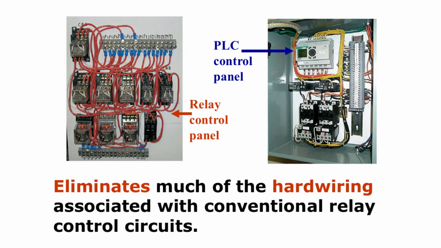On the right is a PLC-based control panel. Notice how much cleaner and smaller it is. Most of the logic has been moved from hardwired relays into the PLC's program. Instead of rewiring to change logic, you just update the PLC program. The key advantage here is that a PLC eliminates much of the hardwiring required in relay systems. Fewer wires means less chance of wiring errors, reduced maintenance, and faster troubleshooting. Next, we'll look at other advantages.